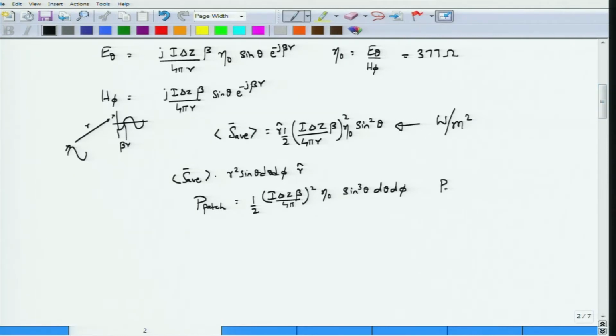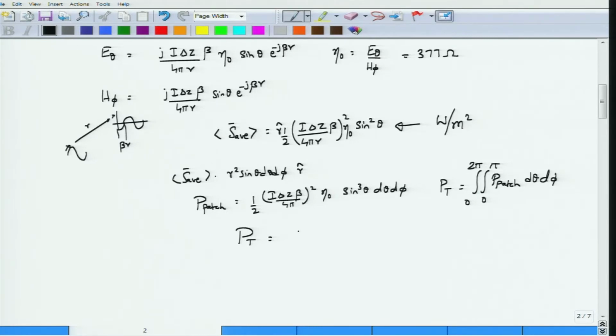Of course, if you want to find out the total power, you need to integrate the power coming out of that small patch over d theta and d phi. The integration cannot be done over the angular variables alone, you need to multiply by r square sin theta, which we have already done. So you integrate this patch power over d theta and d phi. You know theta goes from 0 to pi, whereas phi goes from 0 to 2 pi.